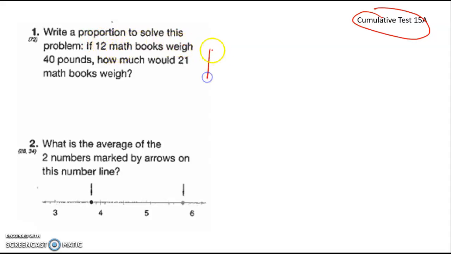This is a case 1, case 2 ratio box. And from the ratio box comes the proportion, and then you cross multiply. So ratio box, proportion, cross multiply. So we have case 1, case 2. We have books and pounds. So let's see, if 12 math books weigh 40 pounds, how much would 21 math books weigh?